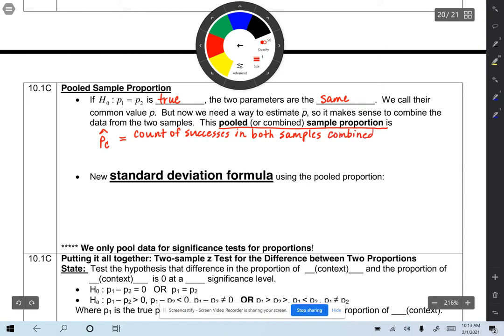and this is on your formula sheet under section 3. That's all we've done in this unit. When you look at your formula sheet, it's all under section 3. So the bottom of the first page and the top of the second page, divided by the count of the individuals in both samples combined.